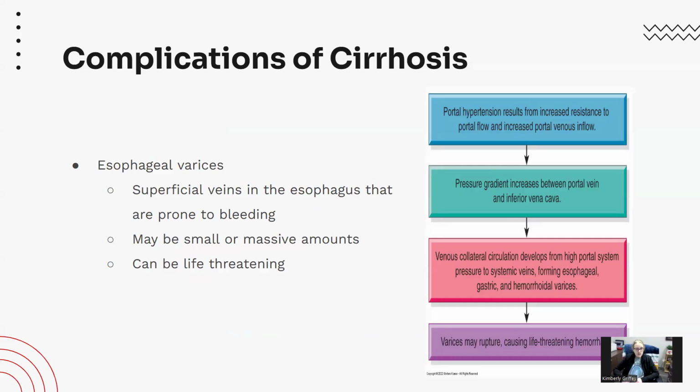So another complication of portal hypertension is going to be esophageal varices. We talked about that, I think, on day 1. We know that's from an increase in pressure. So esophageal varices are those superficial veins in the esophagus that are prone to bleeding. It can bleed a very small amount. It can bleed a ton, but it also can be life-threatening and will require immediate intervention.